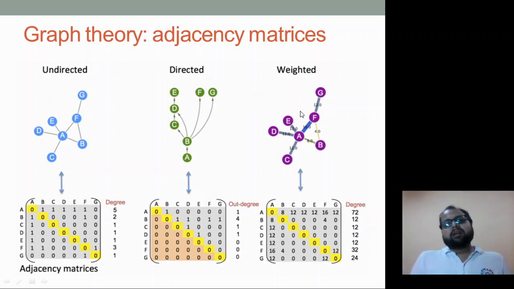The game of weights is a bit different. As I told you, in weights there are numbers given to the edges, so there is no 0 or 1 rule in this. Based on what the weight is, here 12, 12, 12, here 16, based on what your weight is, your degree will come out different. So when we are doing a weighted network, your degree is completely dependent on the weights.